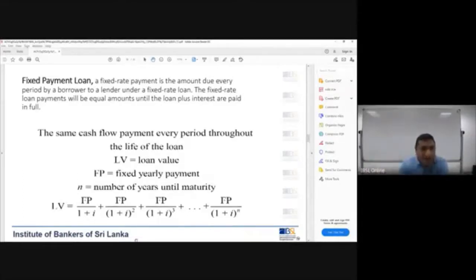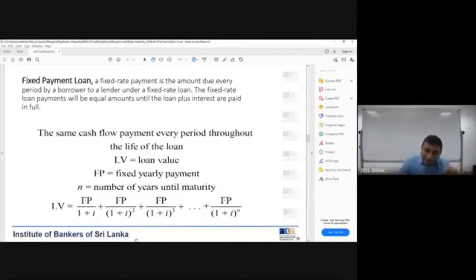Or if not given, you can compute the fixed payment if the loan value and the I is given here and the number of years is given here. So it's a kind of patternistic nature in which you are looking at your payments, but don't worry about the computation side because the concept is the importance here. So you are paying equal installments across the lifetime of the loan when it comes to fixed payment loans. That is what is important in this concept.